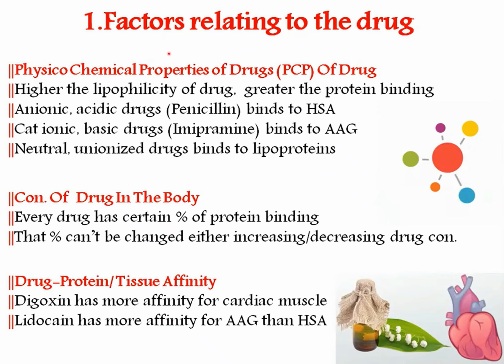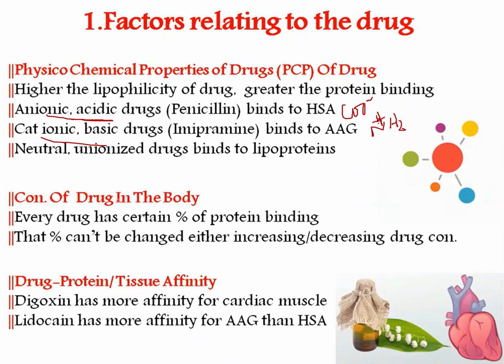So let's discuss the factors related to the drug. The higher the lipophilicity of the drug, the greater the protein binding. Anionic drugs bind to human serum albumin. Cationic drugs, that is basic drugs, will bind to alpha acid glycoprotein. Why are acidic drugs anionic? Because acidic drugs contain COO minus. Why are basic drugs cationic? Basic drugs usually contain an amino NH2 group, which is positively charged. Then neutral or unionized drugs bind to lipoprotein.